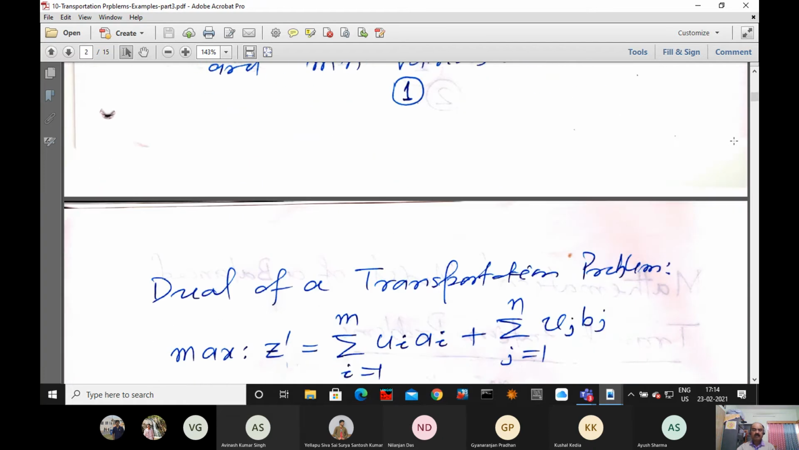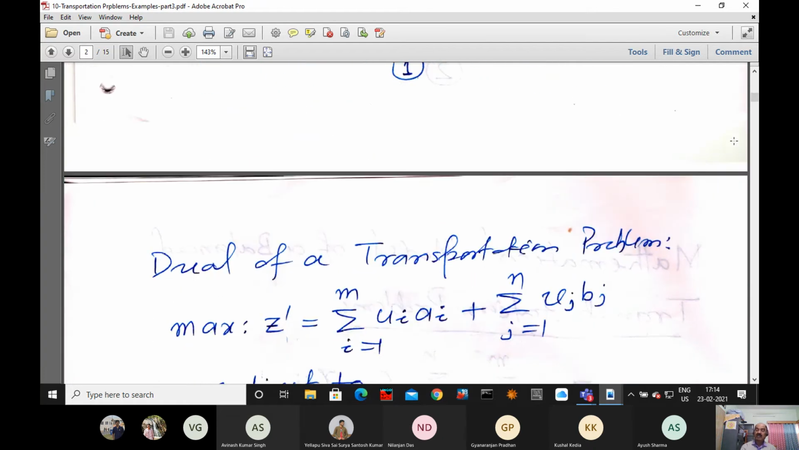Now, what about the dual? How to find the dual? I am writing a general form, and I will explain how I have written it. We can write the dual of a given transportation problem. Earlier it was minimization type, now it is maximization type. Maximize z dash equal to summation over i varies from 1 to m, that is u1 into a1, u2 into a2, and so on, finally um into am.